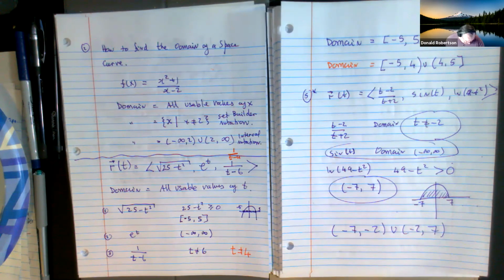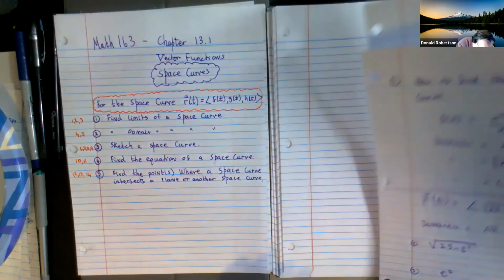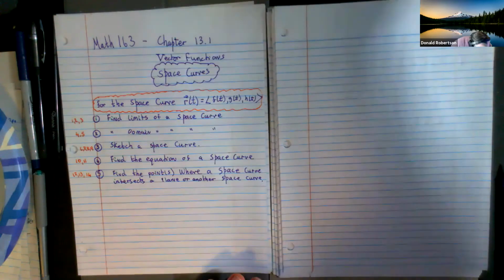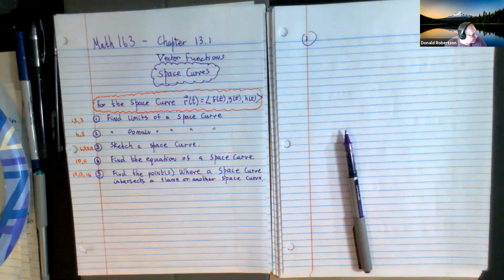Any questions about that before we move on to the next thing in our list? Are we good then? So if you want to find the domain of a space curve, you're really looking for usable values of t. Now the third one's going to be really quick. It's saying sketch a space curve.